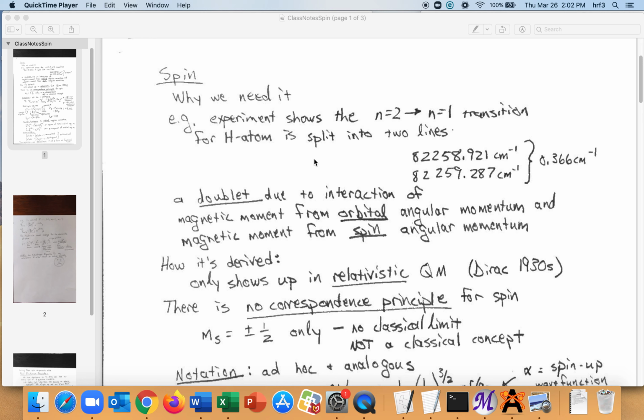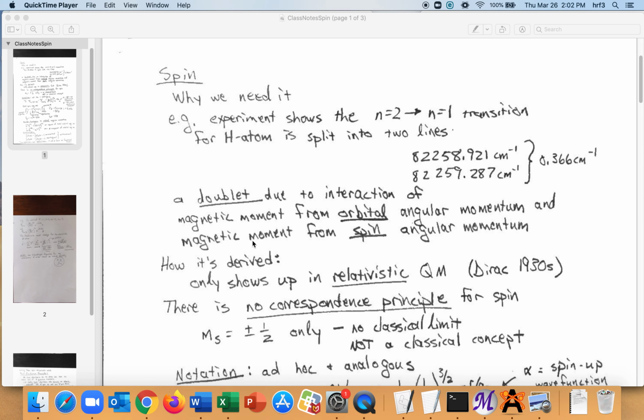And how do we explain this experimental result? Spin is the model that helps us explain why this splitting happens. So here's the idea. In our model, we say there's an angular momentum that's due to the orbit of the electron around the nucleus, the orbital angular momentum. That's the movement of the electron around the nucleus.